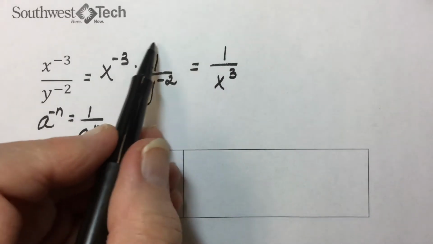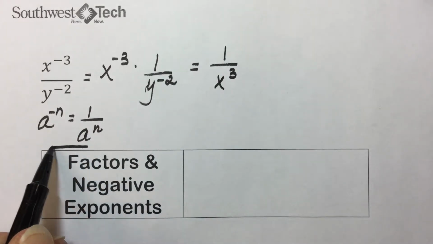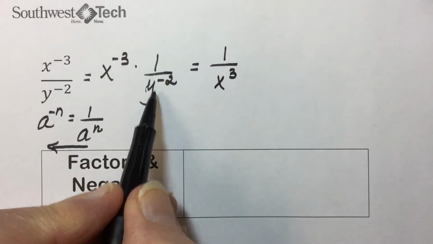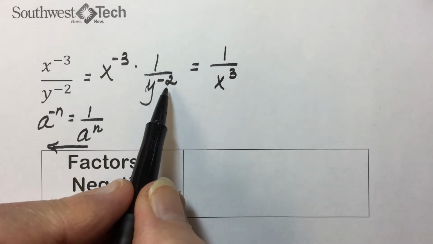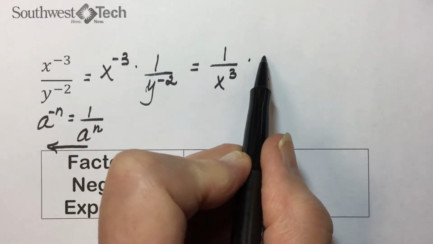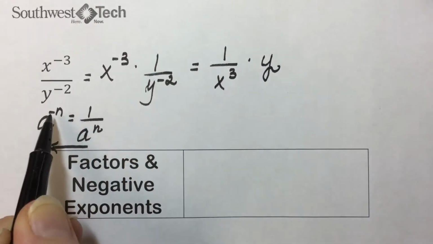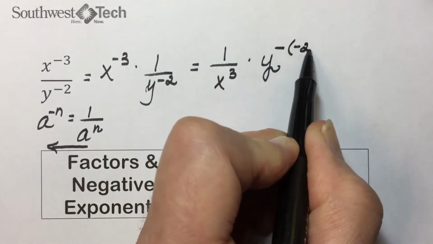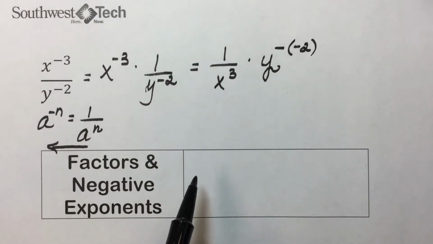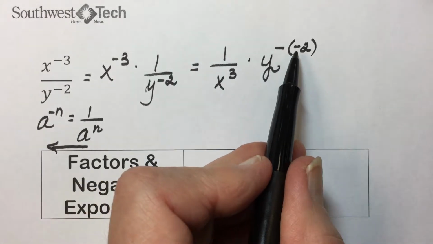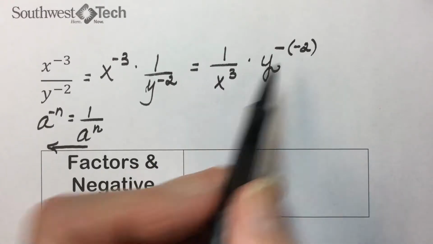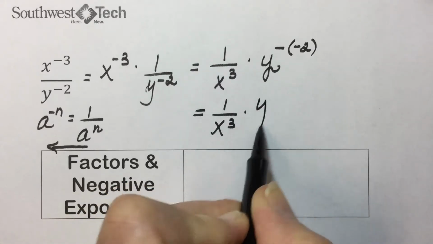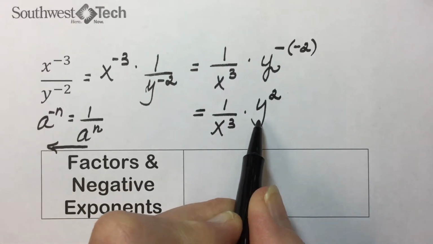And we can likewise take this expression and move in this direction with our negative exponent to replace this fraction that has the negative exponent in the denominator with an equivalent of y to the opposite of that exponent. So the opposite of negative 2 is going to result in y to the negative 1 times negative 2, or second power. So we now have 1 over x to the third times y to the positive 2 power.